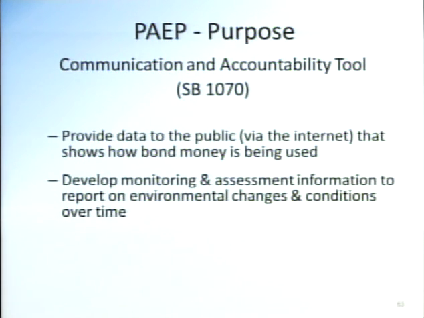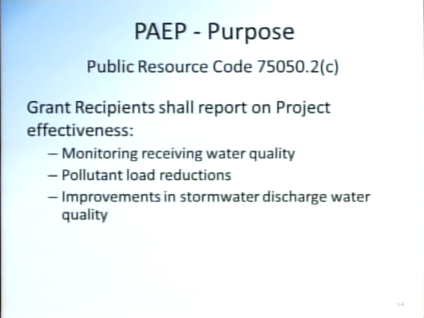We get a lot of requests from the legislature for what's going on with the bond dollars, what's been spent in my district, and things like this. And so this is a good way for us to make sure that we are being accountable that way. And finally, it is legislatively required by the statute of Prop 84 for the stormwater program. It specifically says that grant recipients shall report on project effectiveness, and these are the three areas mentioned in the statute. There obviously can be others too.